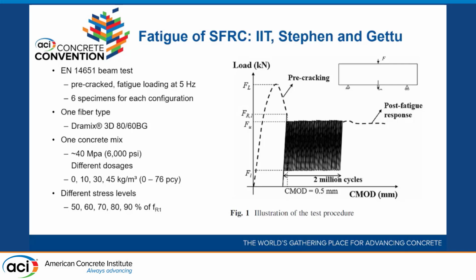This is one set of testing that we did. It's based on a beam test. This is the protocol that we followed. This follows the EN 14651 beam test. This is the pre-cracked section. This is the pre-cracked specimen that we looked at. One fiber type, the 3D 8060 BG, concrete mix, but different dosages of that fiber and at different stress levels. We also adopted the FR1. So everything that we do, our SR is a percentage of FR1.